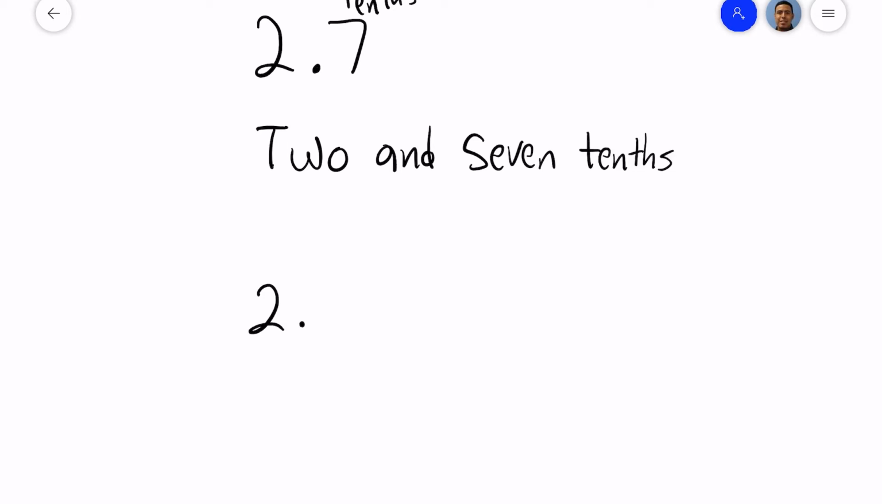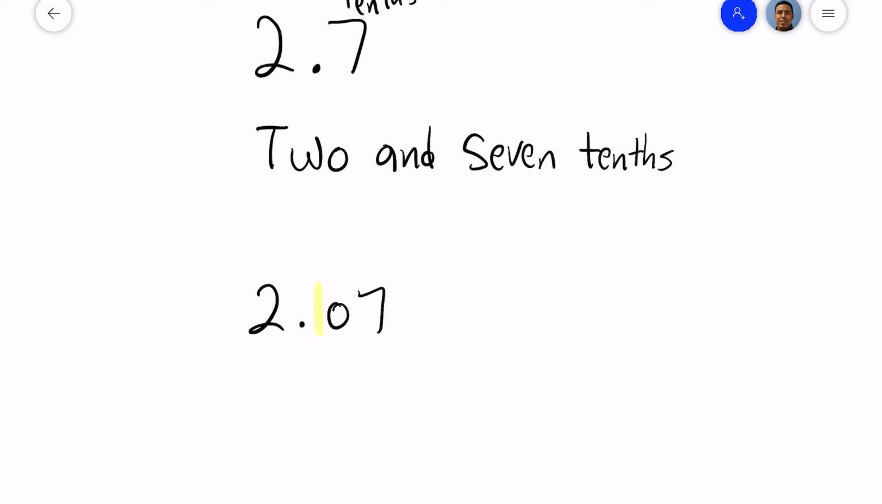Here's another example of another number with decimals. Here you're going to notice that we don't have anything in the hundredths place. When you don't have a number in the hundredths place, you're just going to read it as tenths. So here we're going to have 2 and 7 tenths.